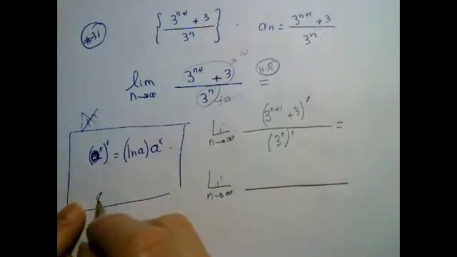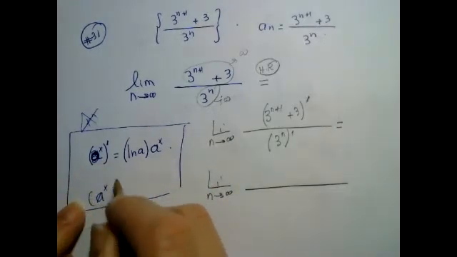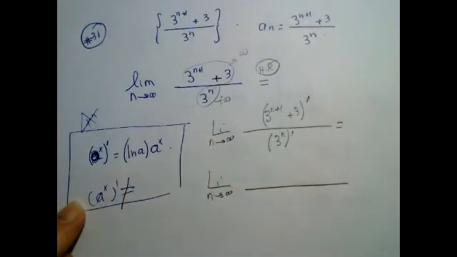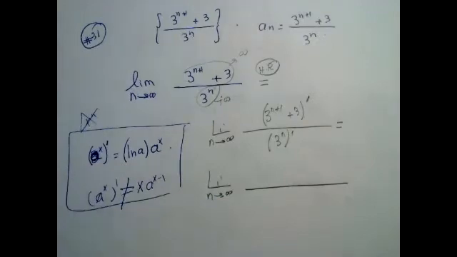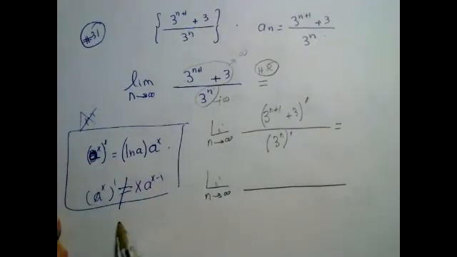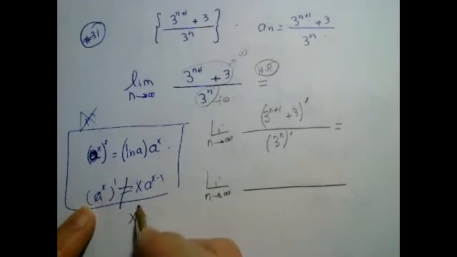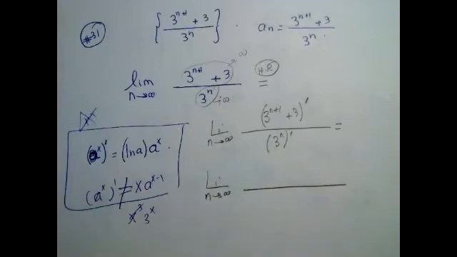So the derivative is not x a to the x minus 1. Absolutely wrong. This is not a power function. a is a constant. It's not x to the power 3. It's basically 3 to the power x. So be very careful right there.